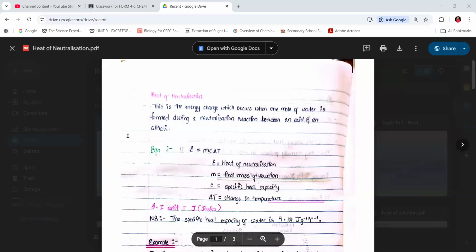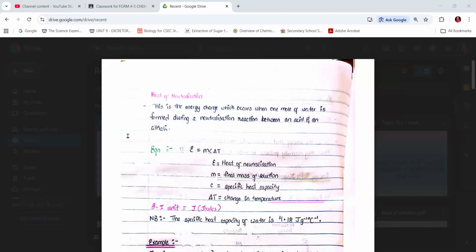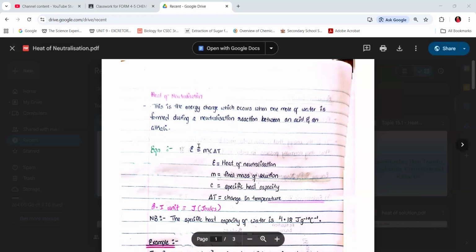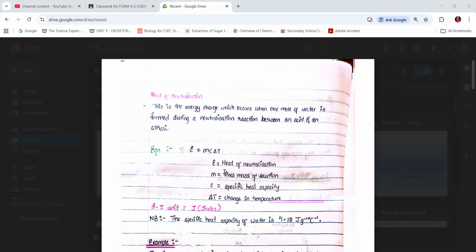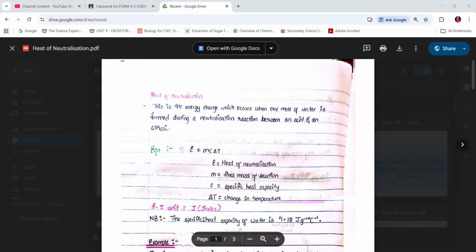Heat of neutralization is the energy change that occurs when 1 mole of water is formed or liberated during the neutralization of an acid and a base, right? So you're using the same formula, E is equal to mc delta T. This is what I want you to take down here, this bit of information, and we're going into the example. 2 minutes and we're going into the example.